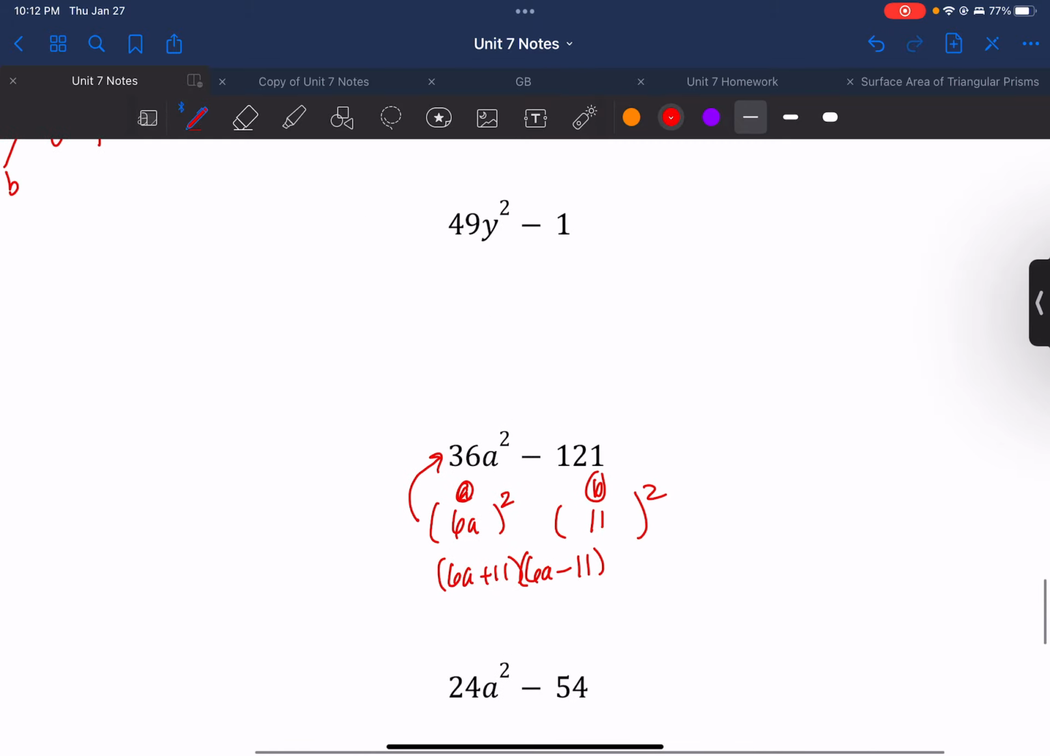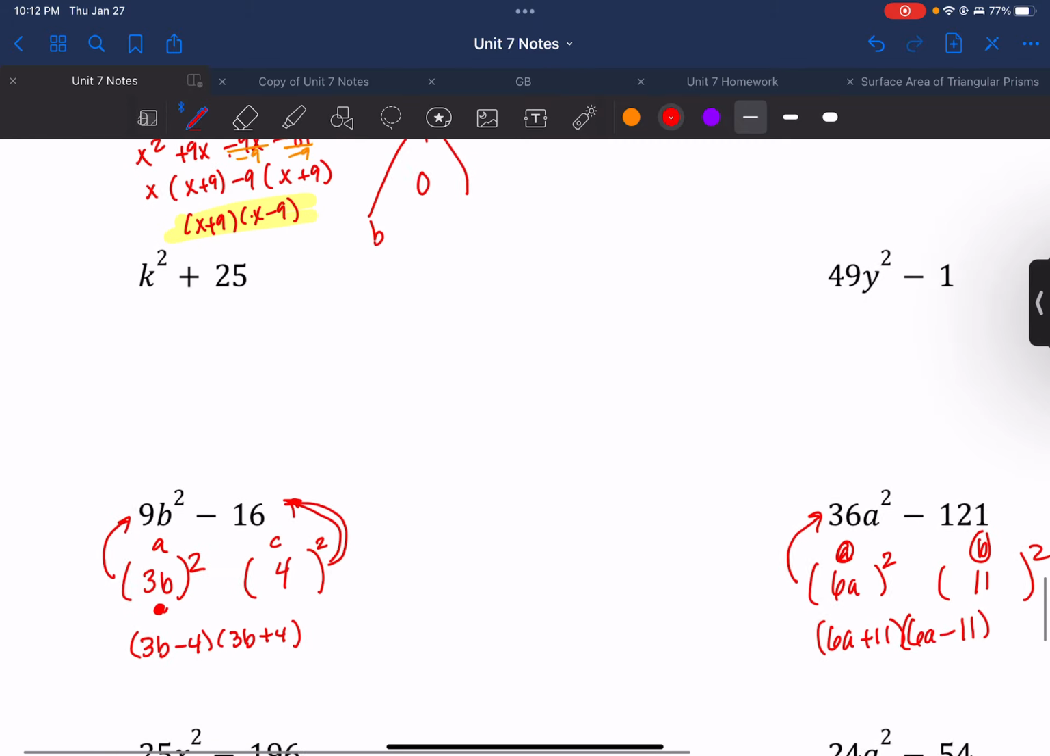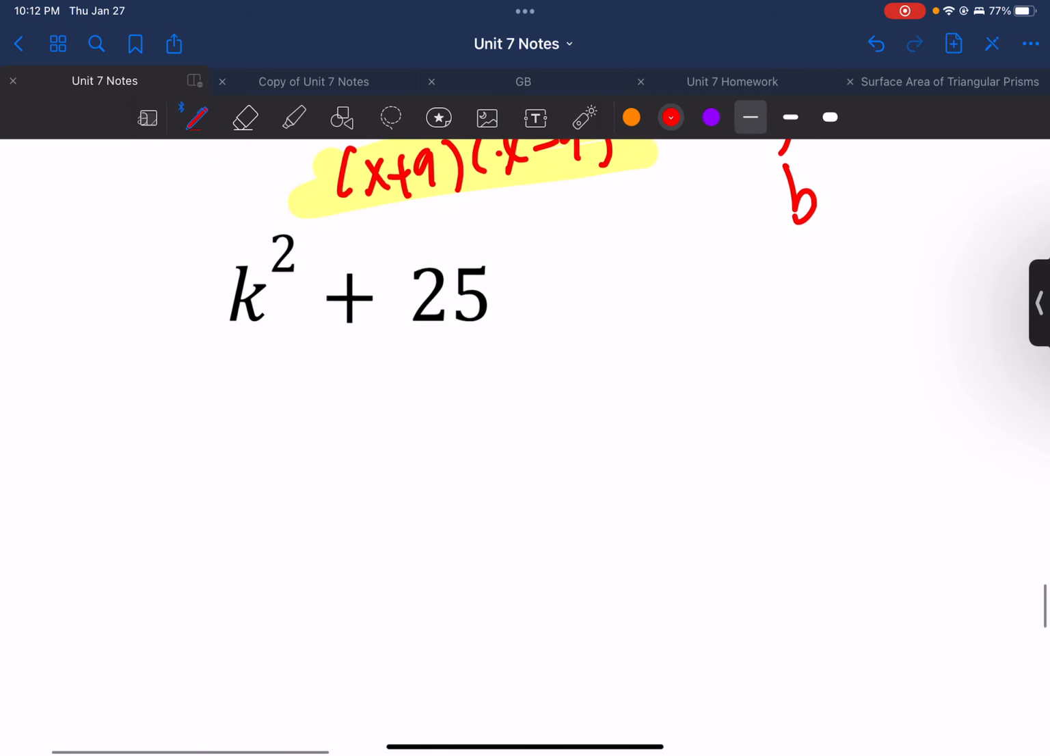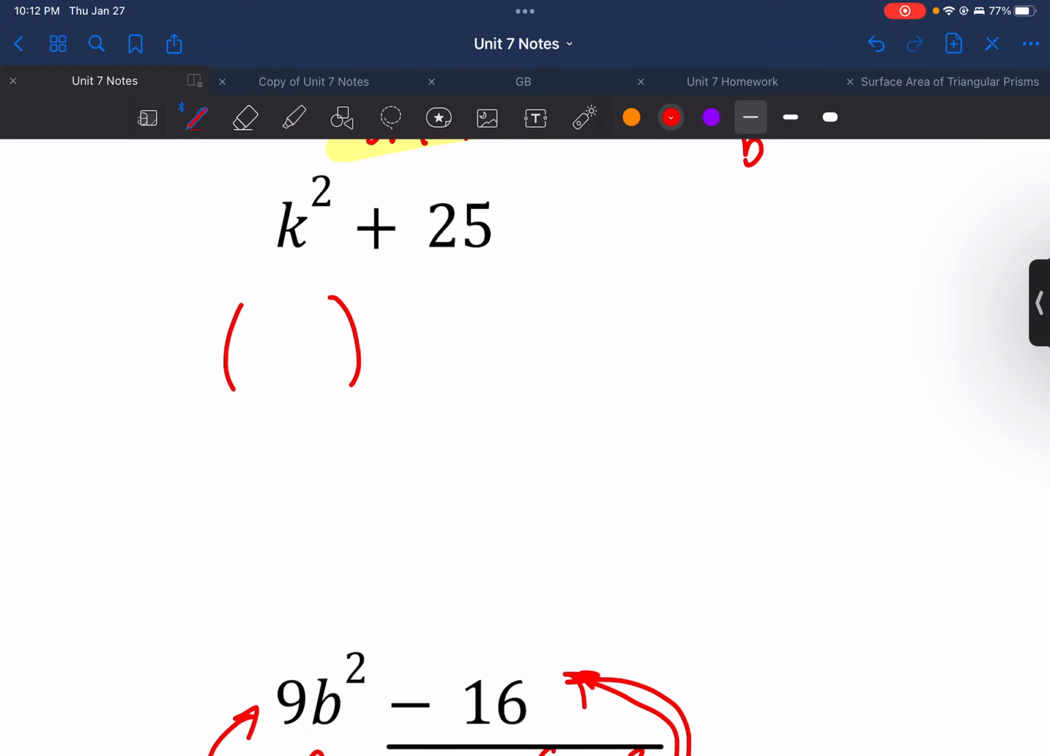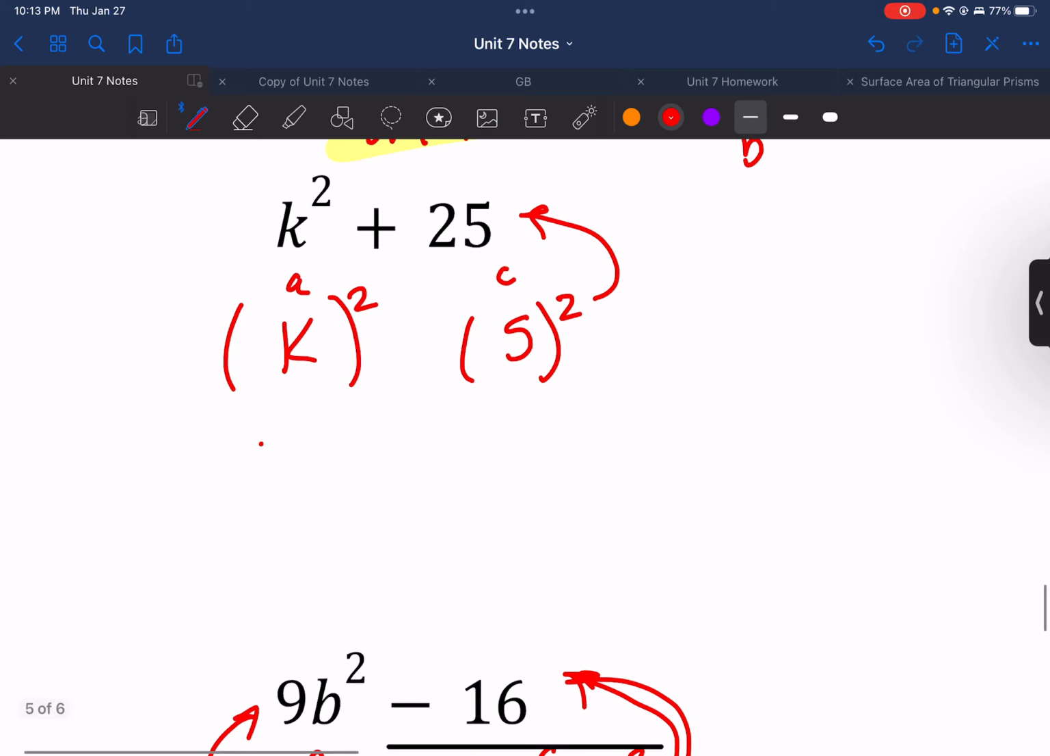Let me show you one where it's just k squared. This one is even easier, and you ask yourself the same questions. What has to go here? In this case, you don't even have to think about a number. It's just k, because when you square k, you get k squared. And then what about here? 5 has to go here, so when you square it, you get 25. So now you found your a and your c value. So we have k minus 5 and k plus 5. All right, that concludes your notes.